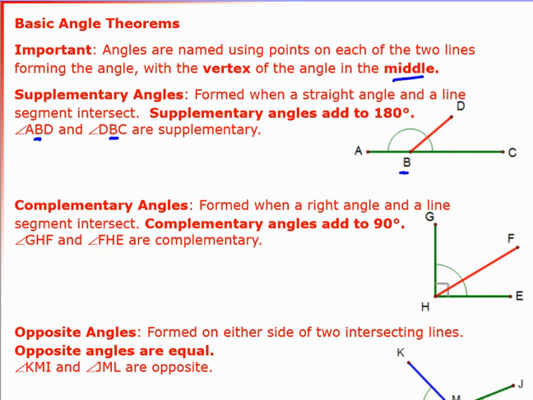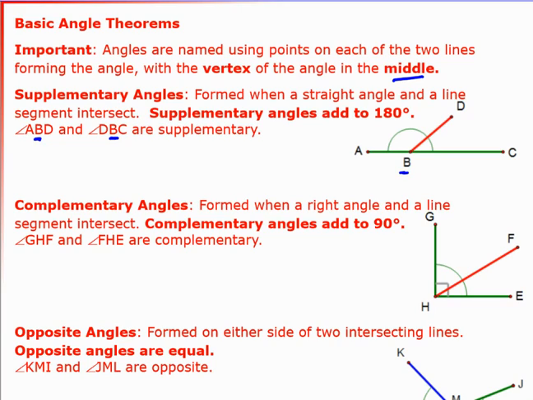Okay, so the first angle we have is called a supplementary angle. It's formed when a straight angle and a line segment intersect. So here's a line segment intersecting this straight angle. We call these the supplemental angles.